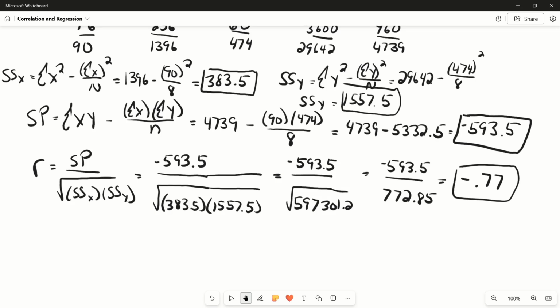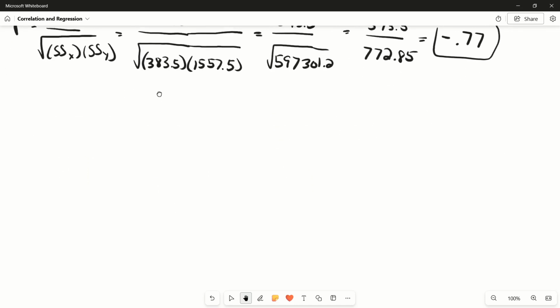Now, I want to plot it. I want to plot the scatter plot. So let's do the scatter plot here. You need the X and Y values that we had before, but I have them here. So I'm going to draw the graph.